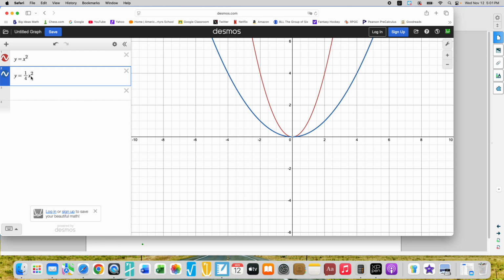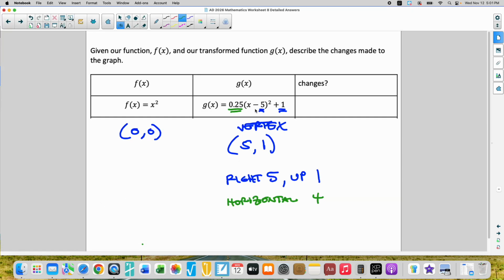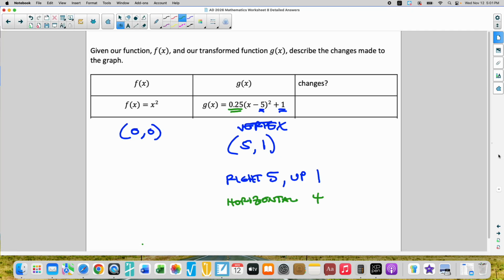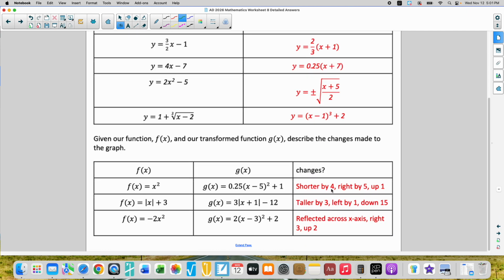And then if we want that shifting component, we'll turn off the red. If we want to shift it, it was negative 5, plus 1. Negative 5 plus 1 shifts it to the right. There's my vertex that we were talking about. It goes to the right 5 and up 1. So that might be horizontal dilation. It's not dilation. What is it? Shorter by 4, right by 5, up 1. It didn't get shorter.